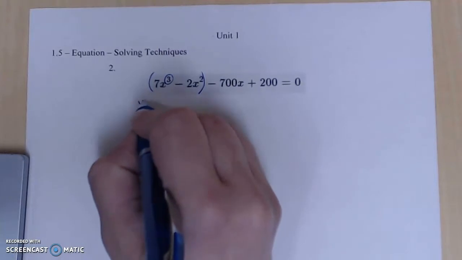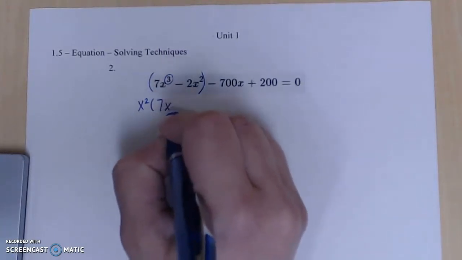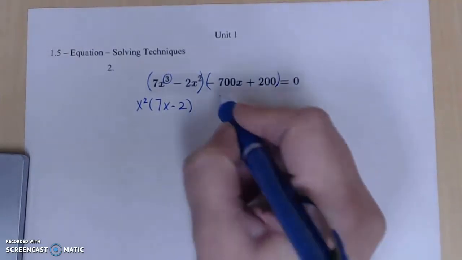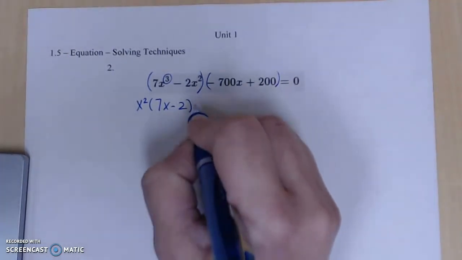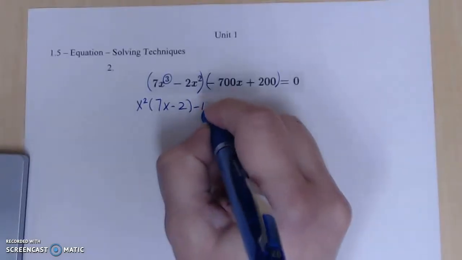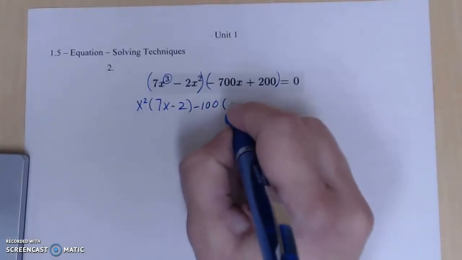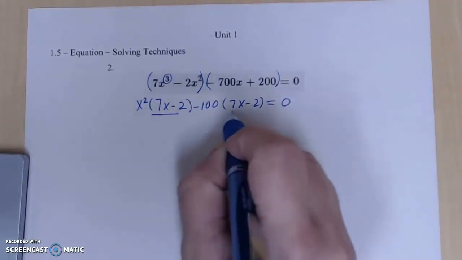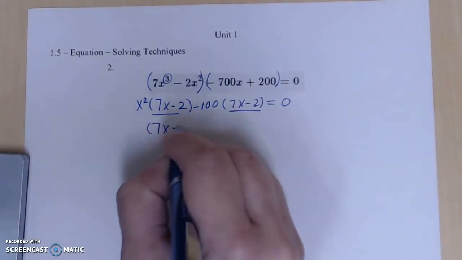Group the front 2, and I can pull an x squared out front. Group the back 2, and I can pull out a negative 100, leaving me with 7x minus 2. And now that I have the same grouping, I'm going to pull it out front as well.